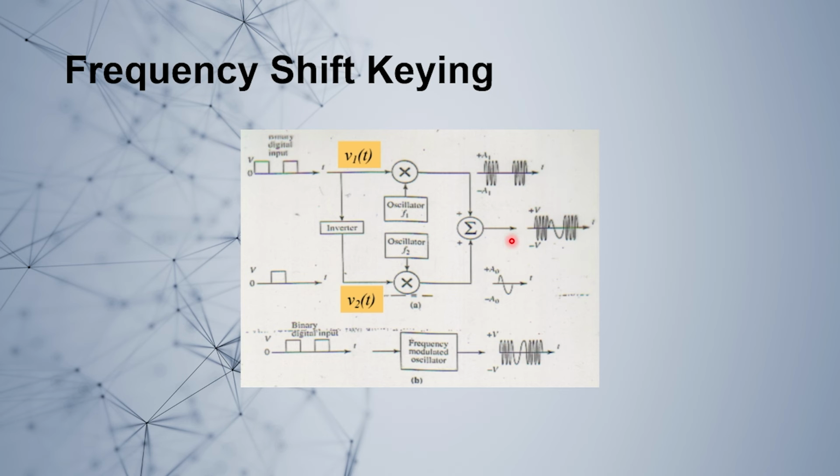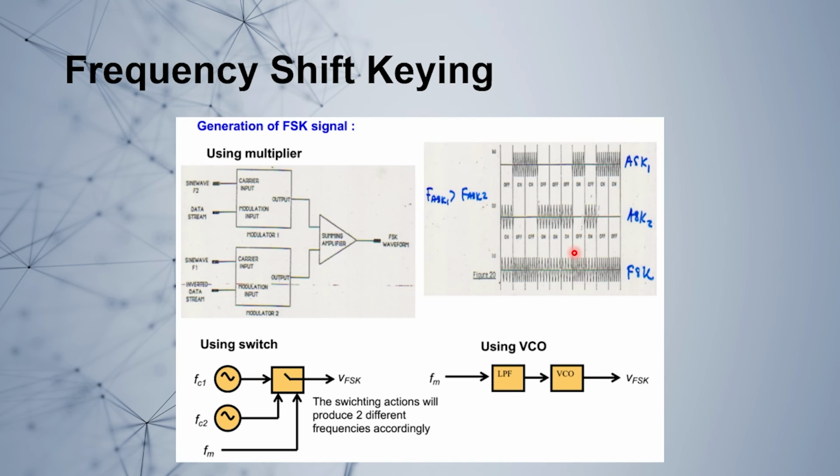So in this VFSK wave, the higher frequency we usually denote as value 1 in the digital representation, and the low frequency as 0, and this as 1 again. So this is the main idea for the generation of the real FSK signal.